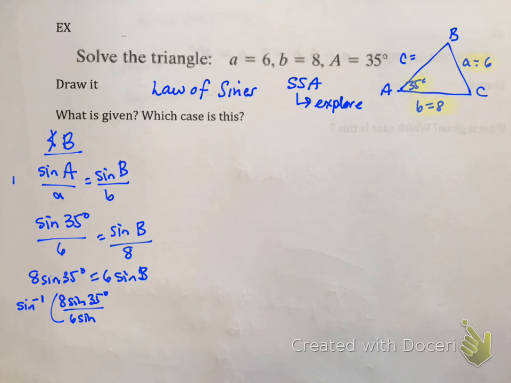Oh, sorry, I shouldn't put the sine there. I don't know what I was thinking. Just put over 6. That's why I stopped, that sounds weird. Okay, so I have inverse sine of 8 sine of 35 degrees over 6 equals angle B. When you jam that into your calculator, you get angle B is 49.9 degrees. Remember, if I get an angle and I don't get a domain error, I have to check to see if I have one triangle or two triangles. So let's check.